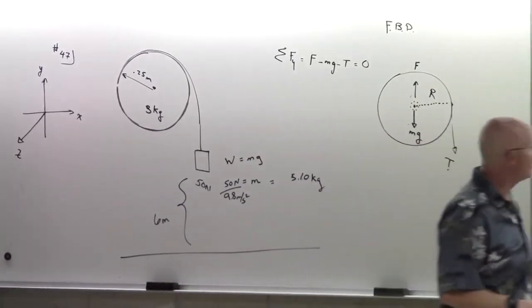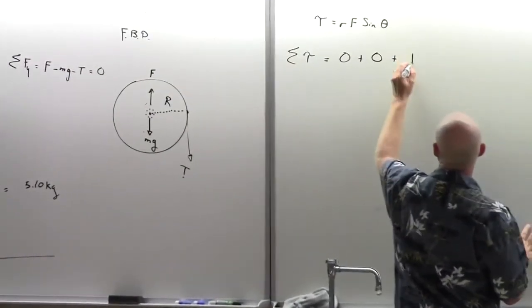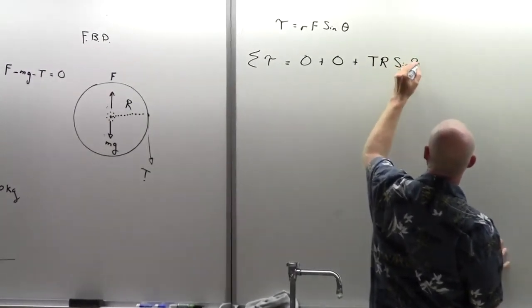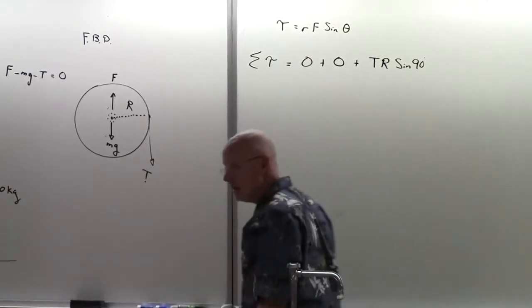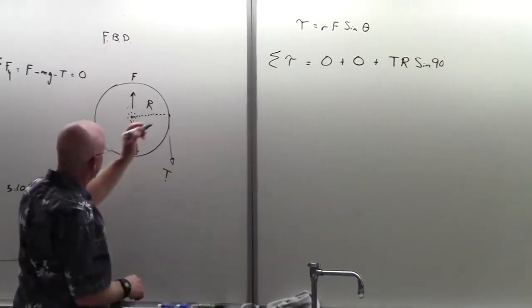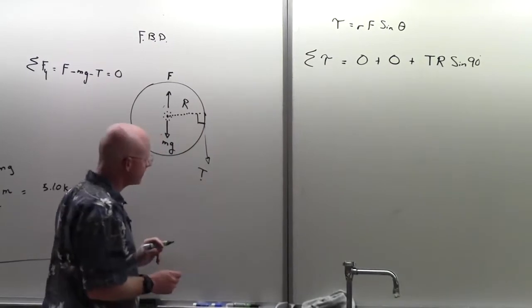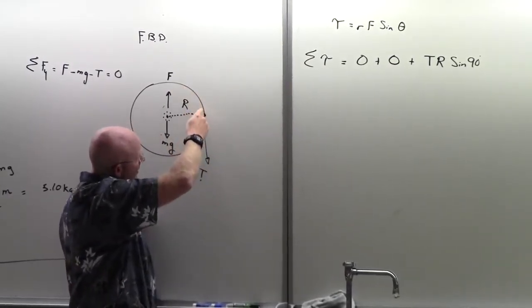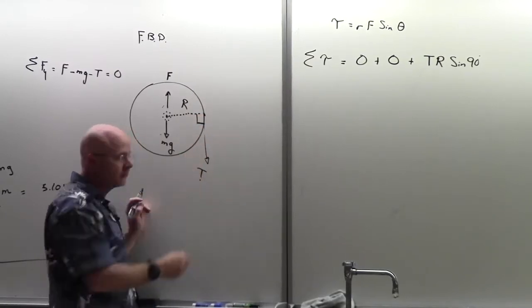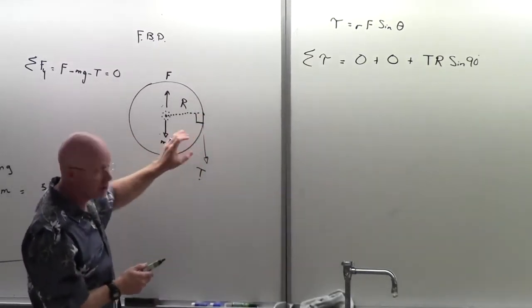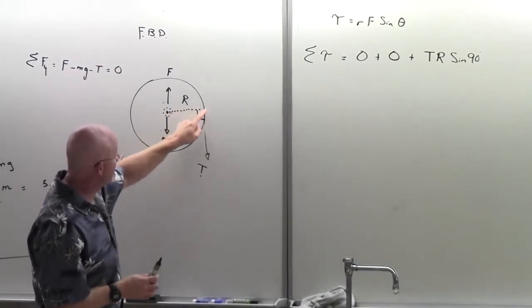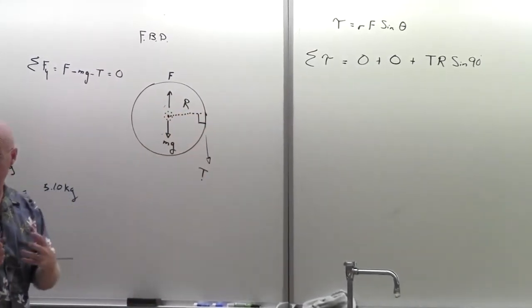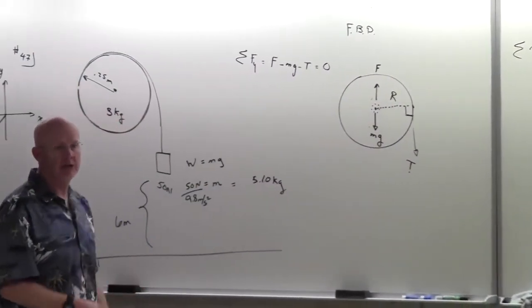And so I would say the torque then is the tension in the string times the radius times the sine of an angle of 90 degrees. I've got to look a little closer, but the string is going to come off as it wraps around tangentially to the circle. And so there is a 90-degree angle between the lever arm R and the force, which is the tension in the string, making it rotate.